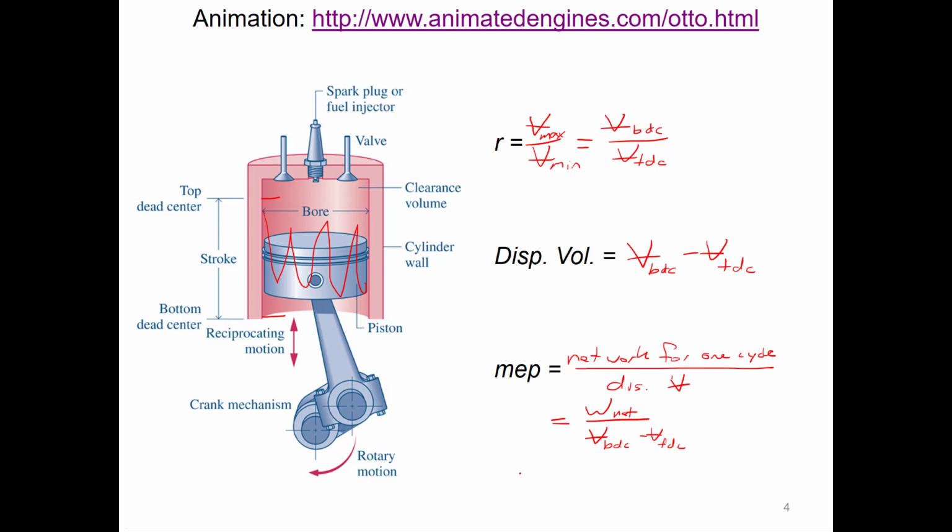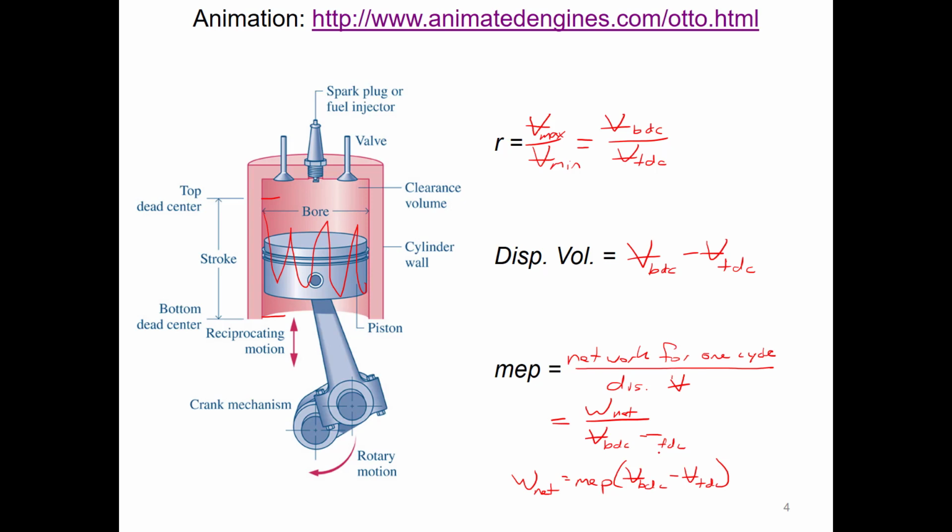Another way we can look at this is by rearranging. Let me erase that. Net work is equal to mean effective pressure times the quantity of the volume at bottom dead center minus the volume at top dead center. Almost like this mean effective pressure is P dV, right? So you kind of see where that might come from. All right, so again, these are terms that might be useful later as we get into calculations.